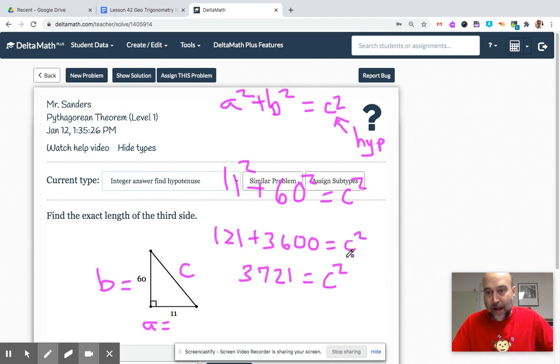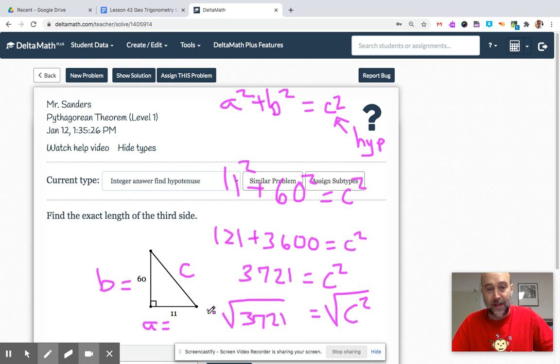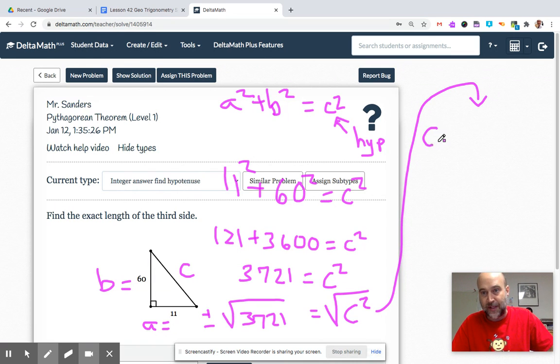And how do we get c by itself? We undo the square. How do we undo a square? Square root. What did I tell you to always have when you undo a square or an even power? What am I forgetting? The plus and minus sign. Then we use logic to drop the minus sign. But we always want to practice writing it. So c is equal to the square root of 3721.